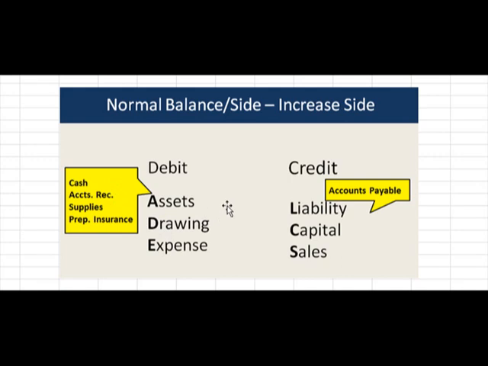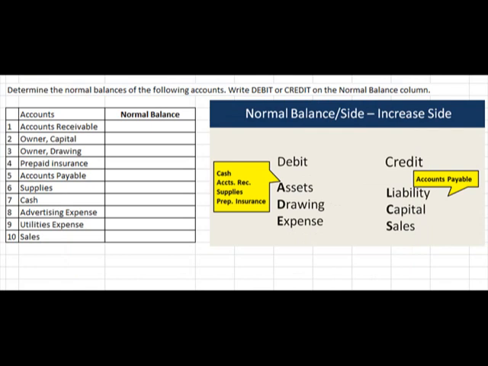On the other hand, for the credit normal balance, we have LCS, which stands for liability, capital, and sales respectively. These accounts increase on the credit side. To understand more of this schedule, let us solve a sample problem. Here, we are given with the sample accounts and we need to determine their normal balances.